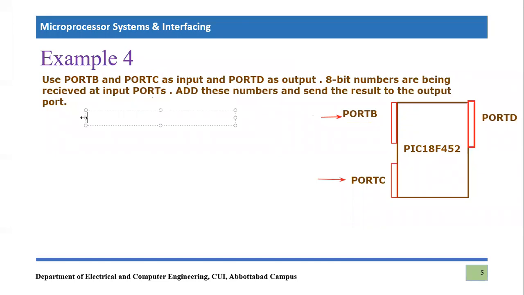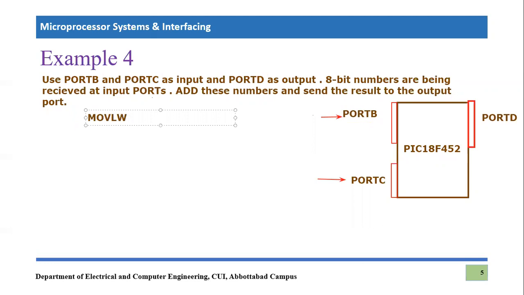First of all, we need to know that port B and port C are both inputs, and port D will be serving as the output port. So we don't need to configure port B and port C, because by default every port is in input mode. So we will not configure them, but port D should be configured.